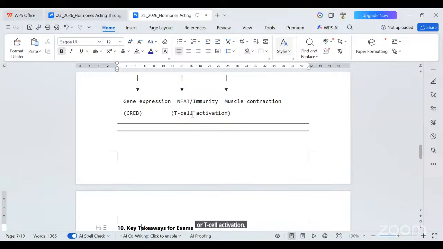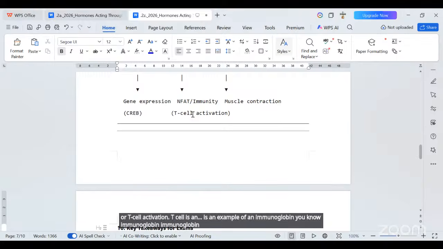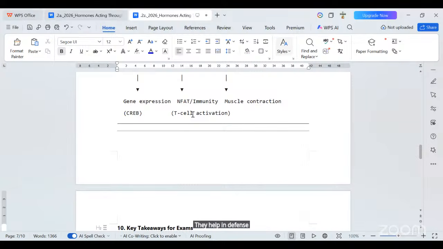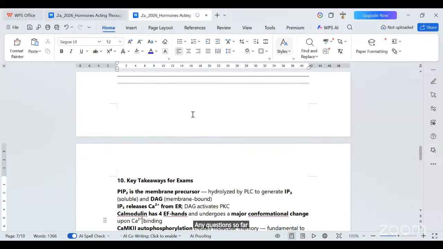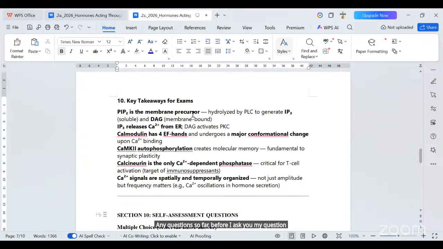T cell is an example of an immunoglobulin. You know immunoglobulin. Immunoglobulins are like the police of the body. They help in the defense mechanism, to fight antigens. Any questions so far before I ask you my question?